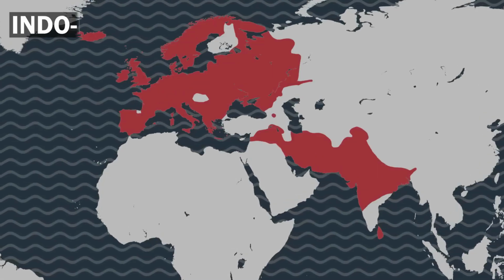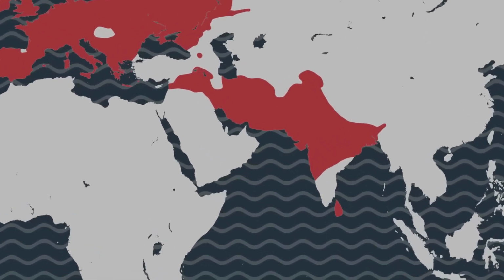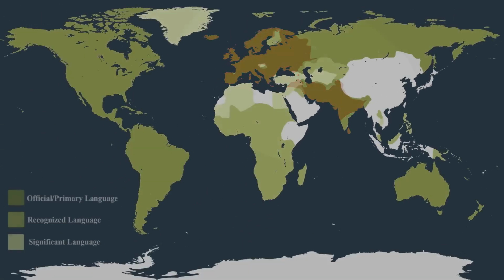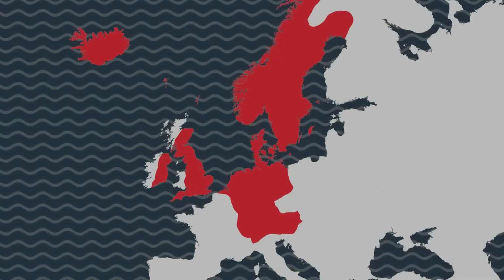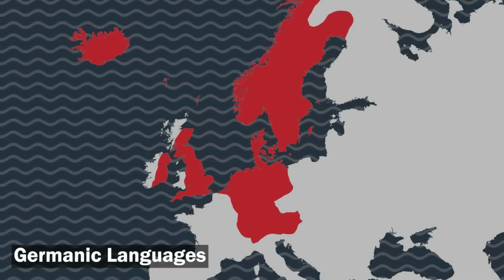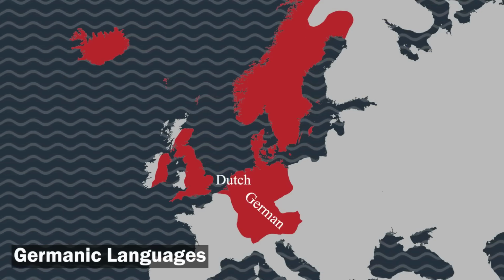This is the Indo-European language family. It stretches from the north of India all the way to Western Europe. Almost half of the global population speaks an Indo-European language, and that includes you and me. English is an Indo-European language, specifically part of the Germanic branch of the family, along with languages like German, Dutch, and Swedish.